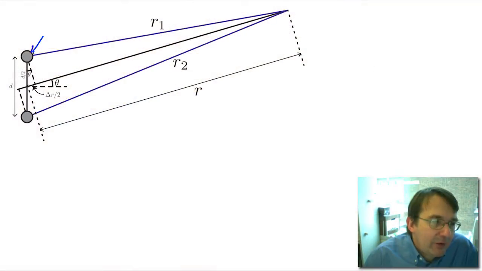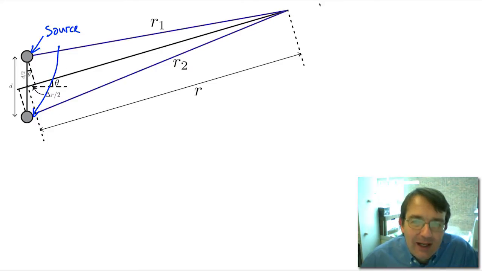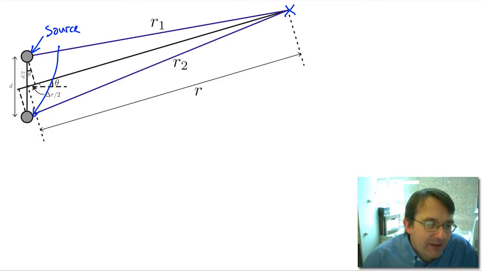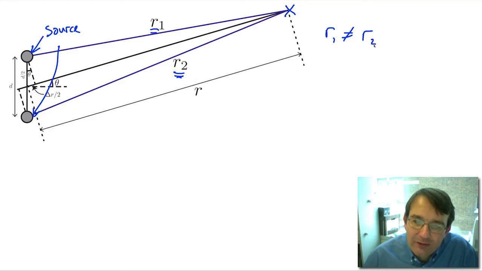So here we have two identical sources of waves. This is one source, this is the other source, that are emitting waves. And what I want to know is what happens at this point here, at an angle theta from the line joining the two sources, at a distance r away. Now, the waves from this source are going to have traveled a distance r1, and the waves from the other source are going to have traveled a distance r2 here. So there is going to be a phase difference between them because r1 is not equal to r2.